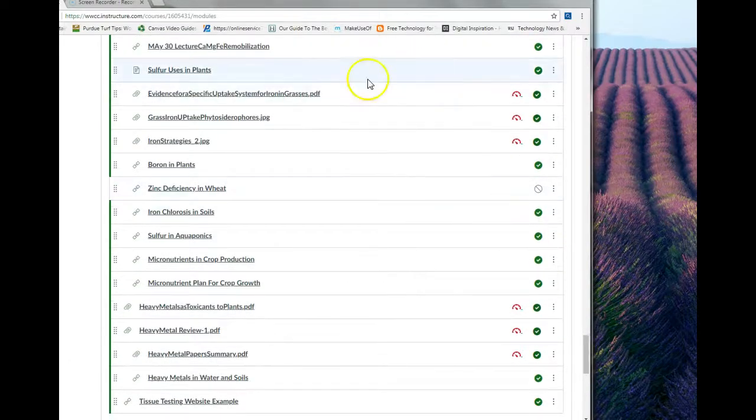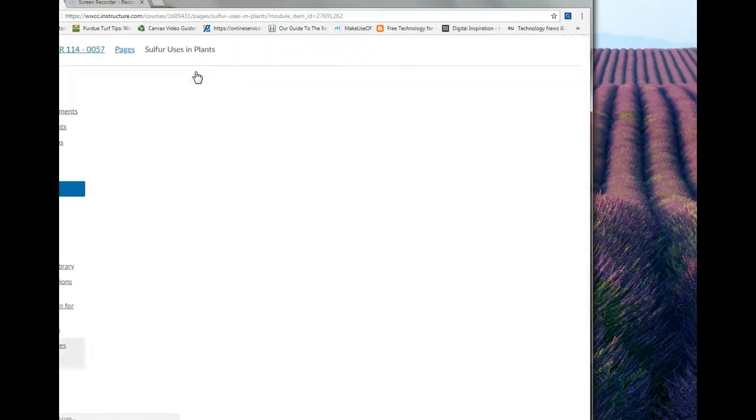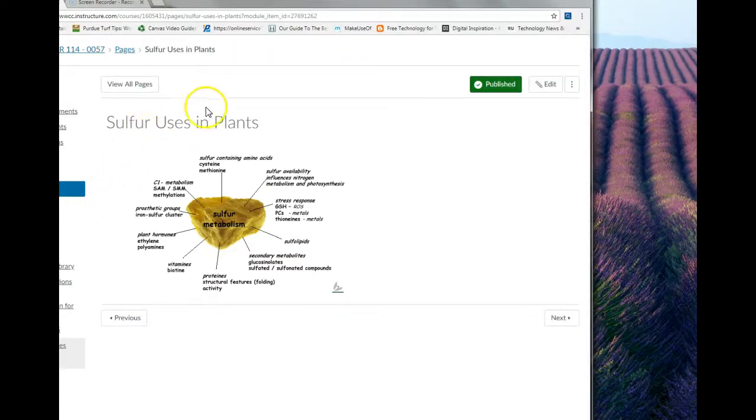So let's go ahead and look at sulfur uses in plants. See if I can bring this up. And I make it bigger. I'm not sure I can. So we're just going to go ahead and look at all the things we just talked about with our last thing that we discussed.